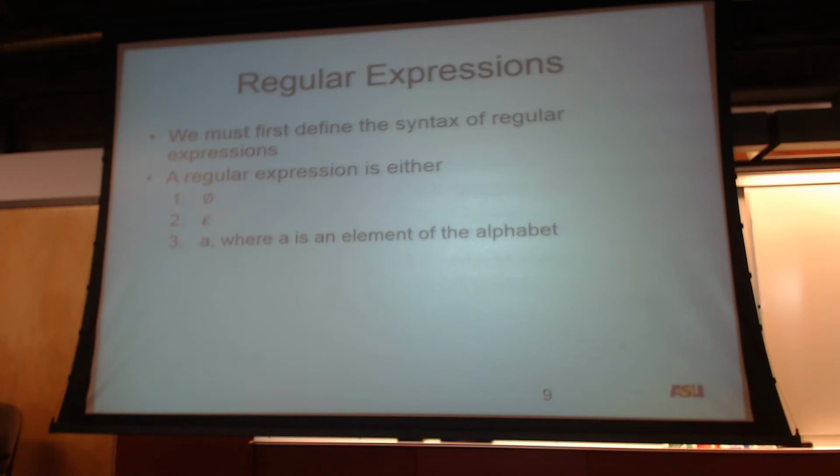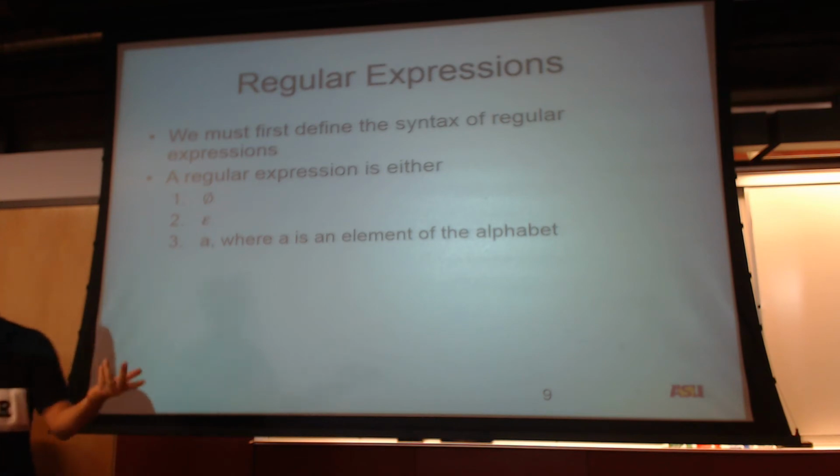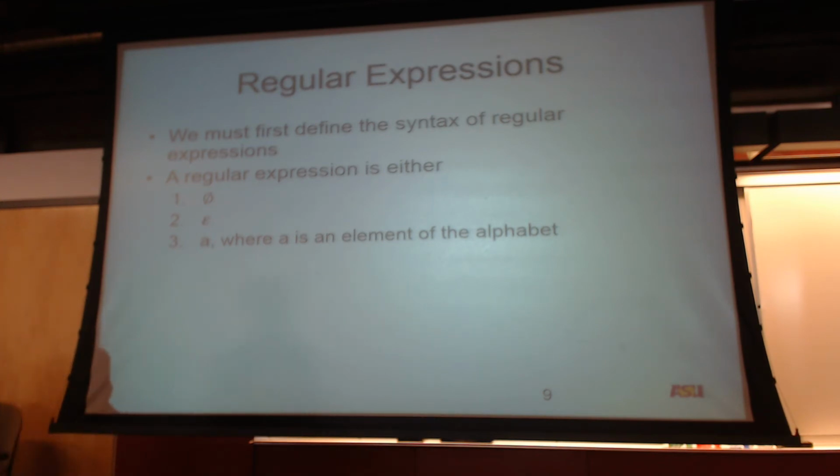A is an element of the alphabet. The alphabet is sigma, right? Pick any element from that alphabet set, and that becomes a regular expression. Any element, A, B, or question mark, exclamation mark, becomes a regular expression if it is an element of the alphabet. So these top three specify some initial regular expressions. Then we can make more complex regular expressions following certain rules.